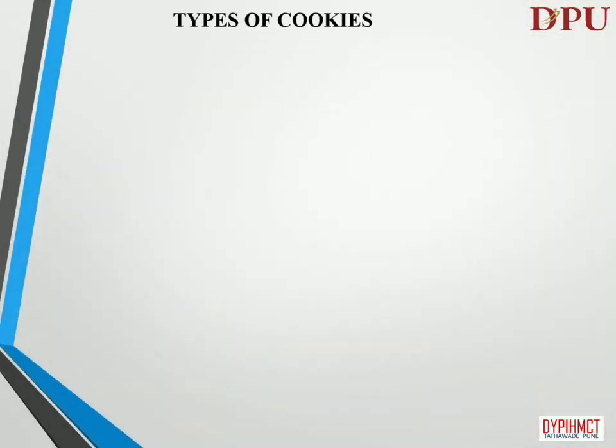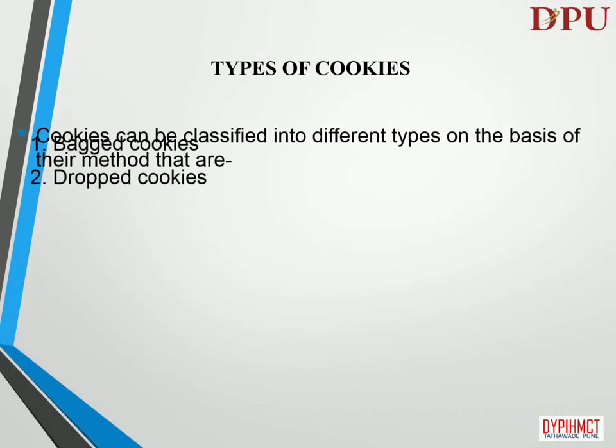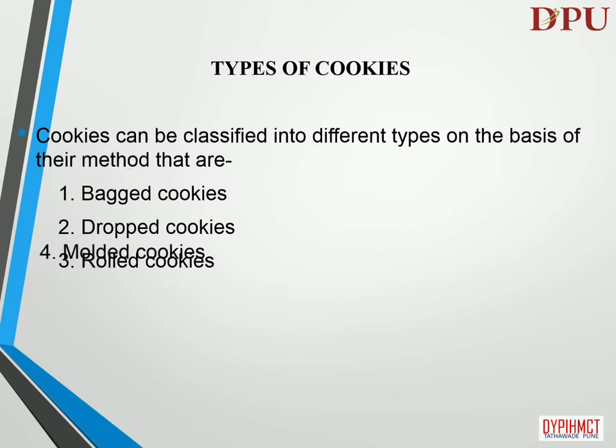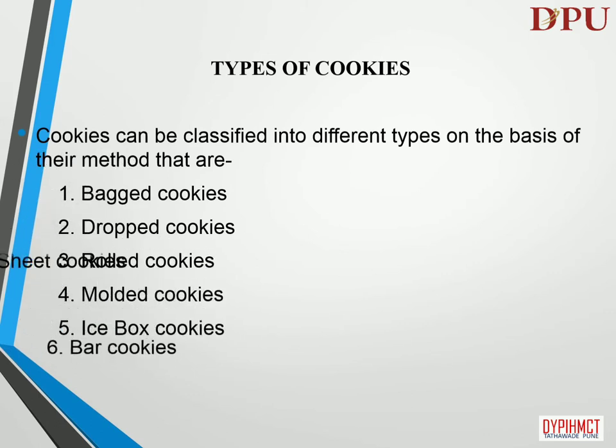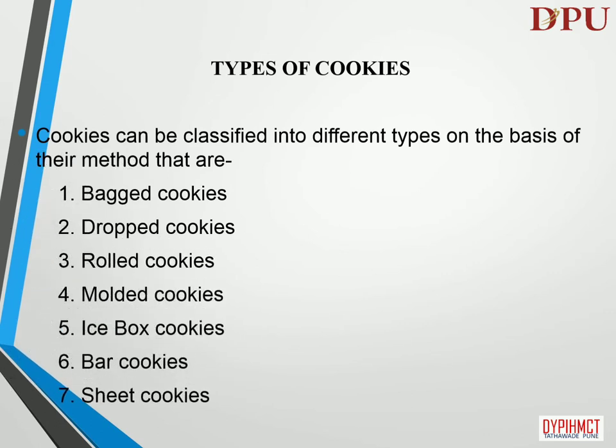Types of cookies. Cookies can be classified into different types on the basis of the method, that are: 1. Bagged cookies. 2. Drop cookies. 3. Rolled cookies. 4. Molded cookies. 5. Icebox cookies. 6. Bar cookies. 7. Sheet cookies.